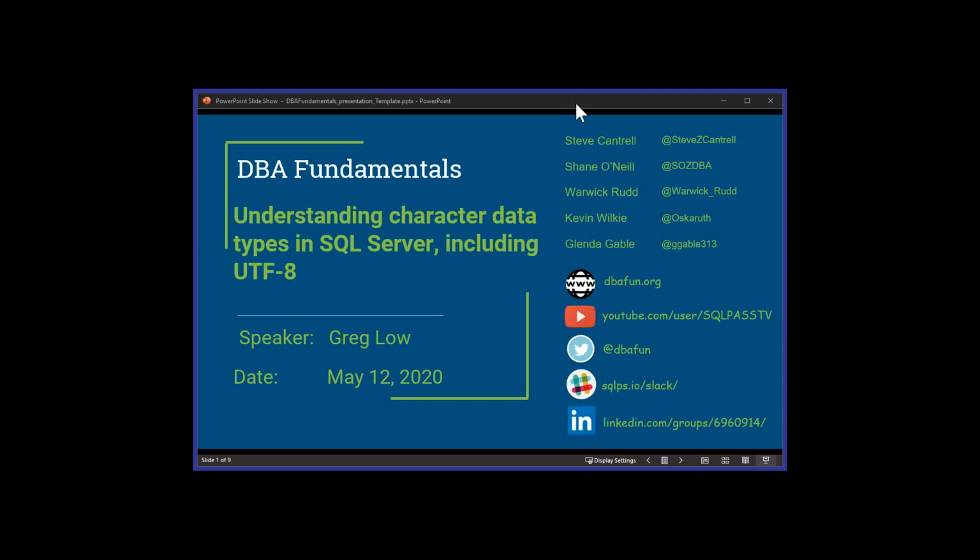For this month's session, we've got Greg Lowe, who's going to take us through understanding character data types in SQL Server, including UTF-8. Before I hand over to Greg, I do have a couple of slides that I need to run through, just as our normal housekeeping.